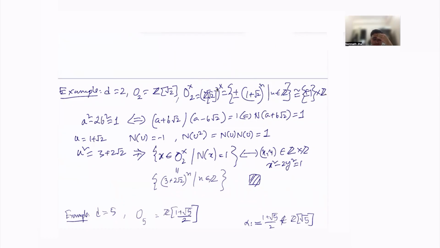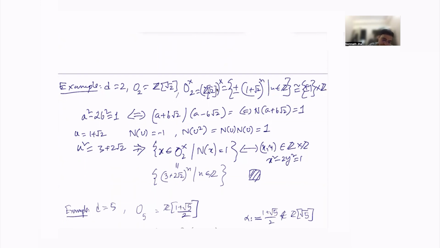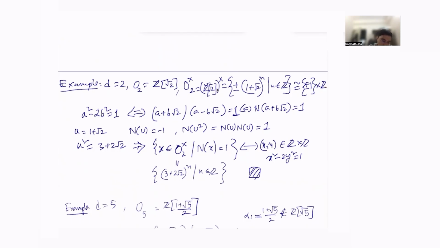So 1 plus root 2 is of norm 1 and its square is also of norm 1, and any power, its inverse is also of norm 1. Because a square minus 2b square equal to 1 implies (a plus b root 2) into (a minus b root 2) equal to 1, which implies norm of a plus b root 2 equal to 1. And if you take u equal to 1 plus root 2, the norm of u is minus 1. So norm of u square equal to 1. And u square is what? (1 plus root 2) square is 3 plus 2 root 2.